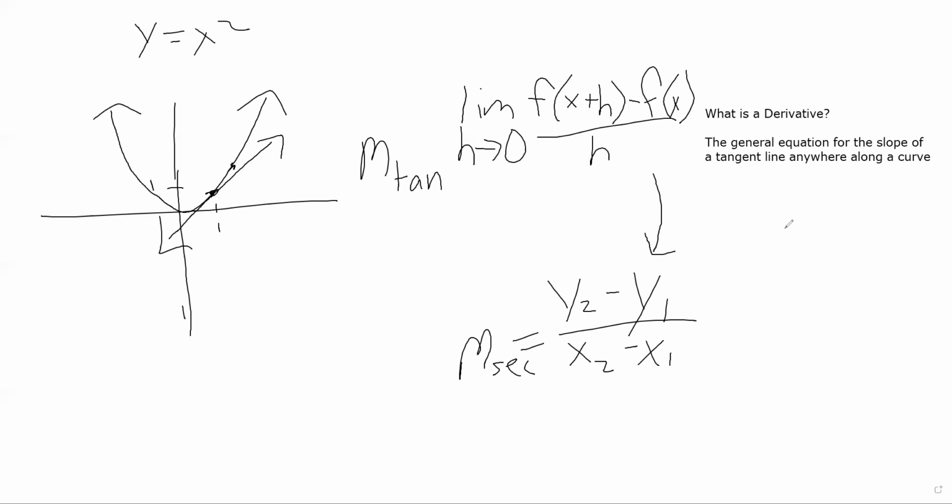And then for the bottom, the way that h is gotten is that x2 would be something like x plus h, and then x1 would be minus x. So then the x's cancel out. That's how you get that equation.